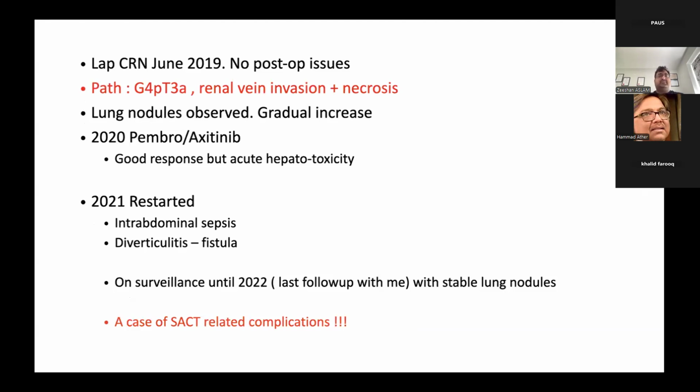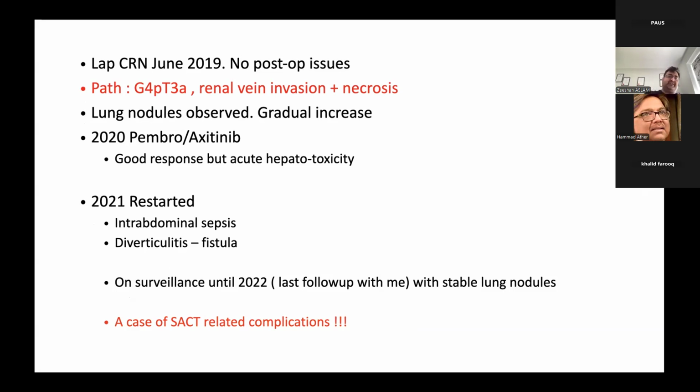So lung nodules gradually increased and very quickly he went on to pembro and axitinib with good response, but developed acute hepatotoxicity. It was started after a break, developed intra-abdominal sepsis, diverticulitis, and then at that time it was just a stop, and he has been on surveillance for another 1 year with stable lung nodules.